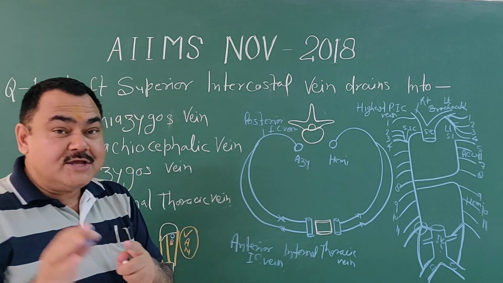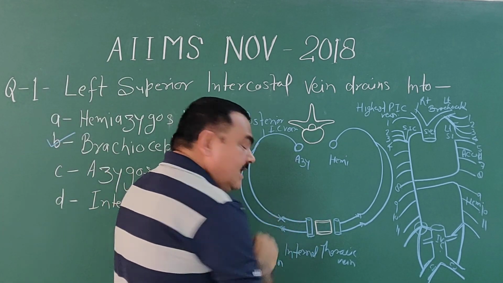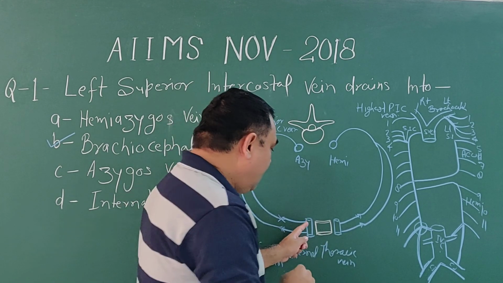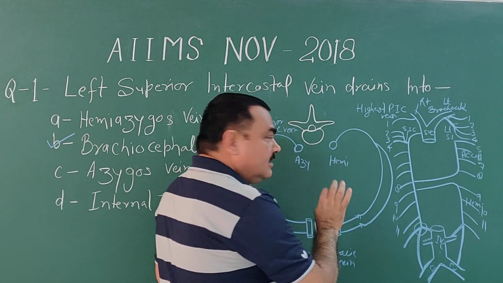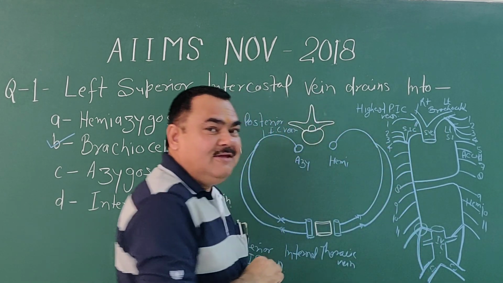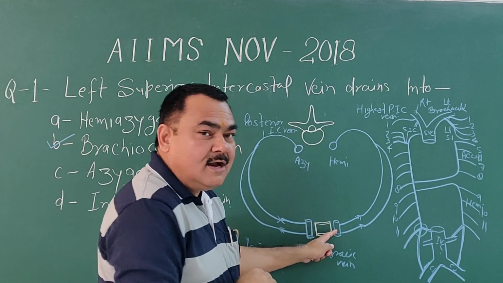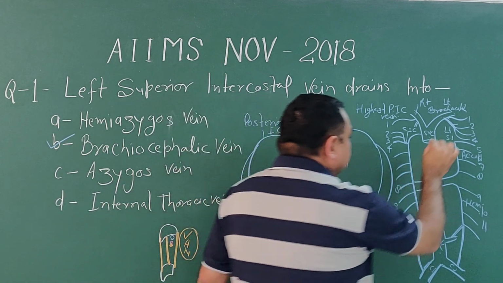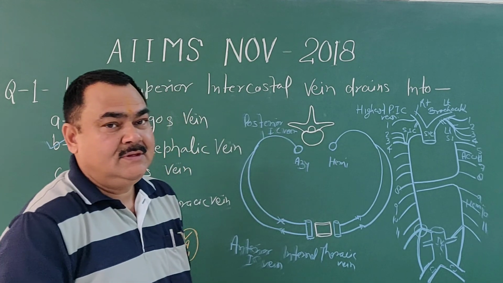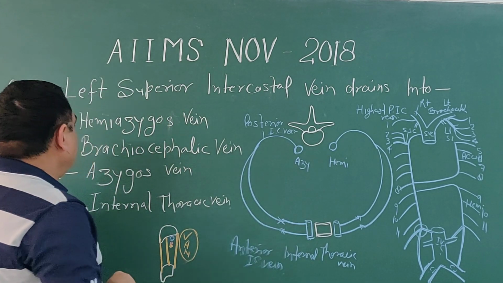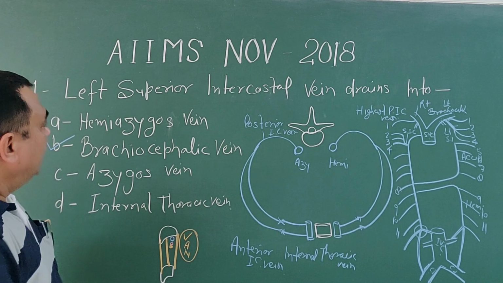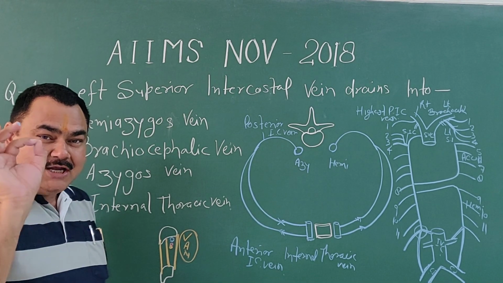As you know, the internal thoracic vein accompanies the internal thoracic artery. On the right side, the right internal thoracic vein drains into the right brachiocephalic vein, and the left internal thoracic vein drains into the left brachiocephalic vein. So this is all about the AIIMS November 2018 question number 1.